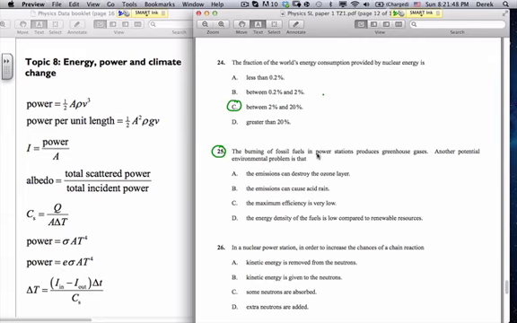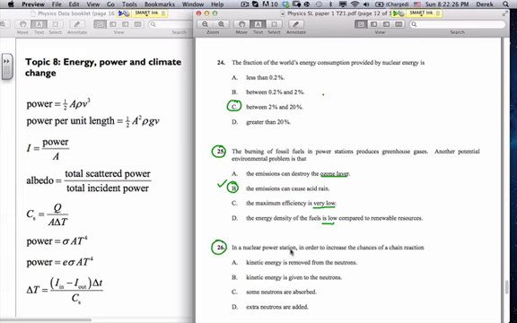25. The burning of fossil fuels in power stations produces greenhouse gases. Another potential environmental problem is, and this is B, the emissions can cause acid rain. The emissions don't destroy the ozone layer, those are the CFCs. The maximum efficiency is very low? It's low but not very low. And the energy density of the fuels is low compared to renewable sources? That's not true, it's actually relatively high, so only B could be correct there.